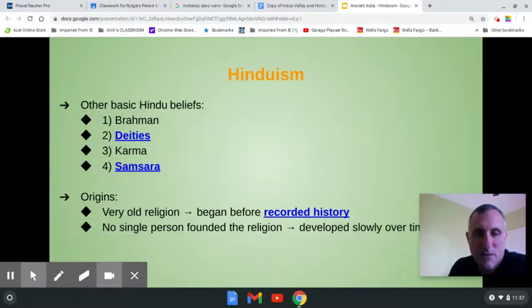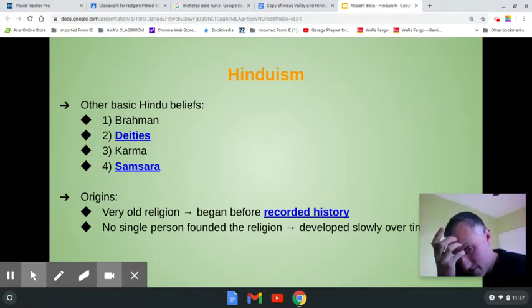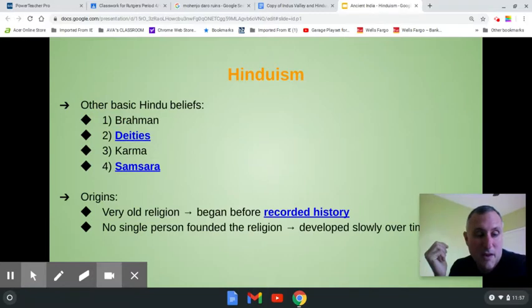Next slide. Hinduism. Other basic Hindu beliefs. They have 4 main things that we will talk about in the slideshow. Brahman, deities, or gods and goddesses. Karma means whatever you do has a consequence that makes good or bad things happen to you. And then samsara. So it's a very old religion before recorded history, and you can't trace one person that founded Hinduism. If you looked it up, you'd probably find 3 to 5 different answers for that.